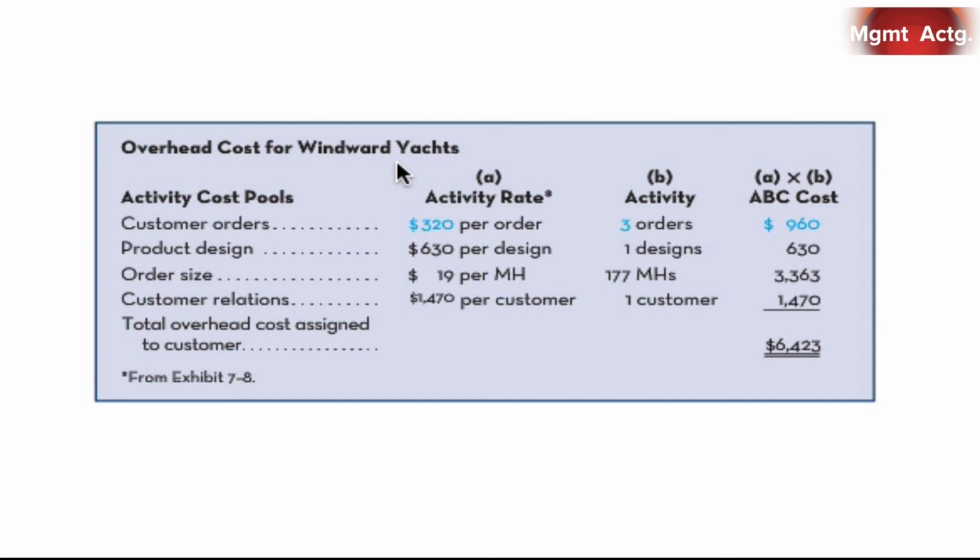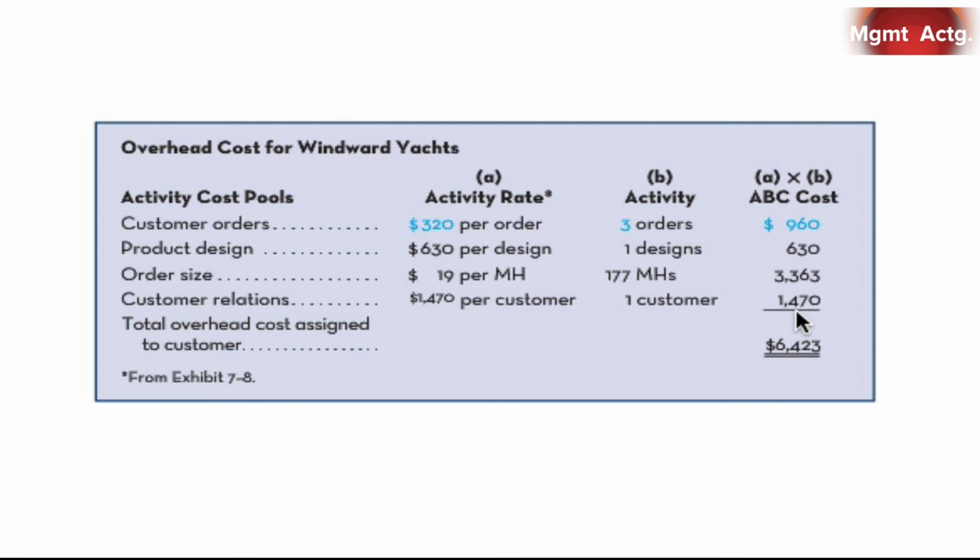That's the test. So if Windward Yachts disappeared, our overhead costs may drop by this much, because these activities are related to the existence of this customer. In reality, this is what would happen. We arrived at $1470 per customer by dividing our overhead costs by 250. If we had 251 customers, this cost per customer would be lower. If we had 249 customers, this cost per customer would be higher.